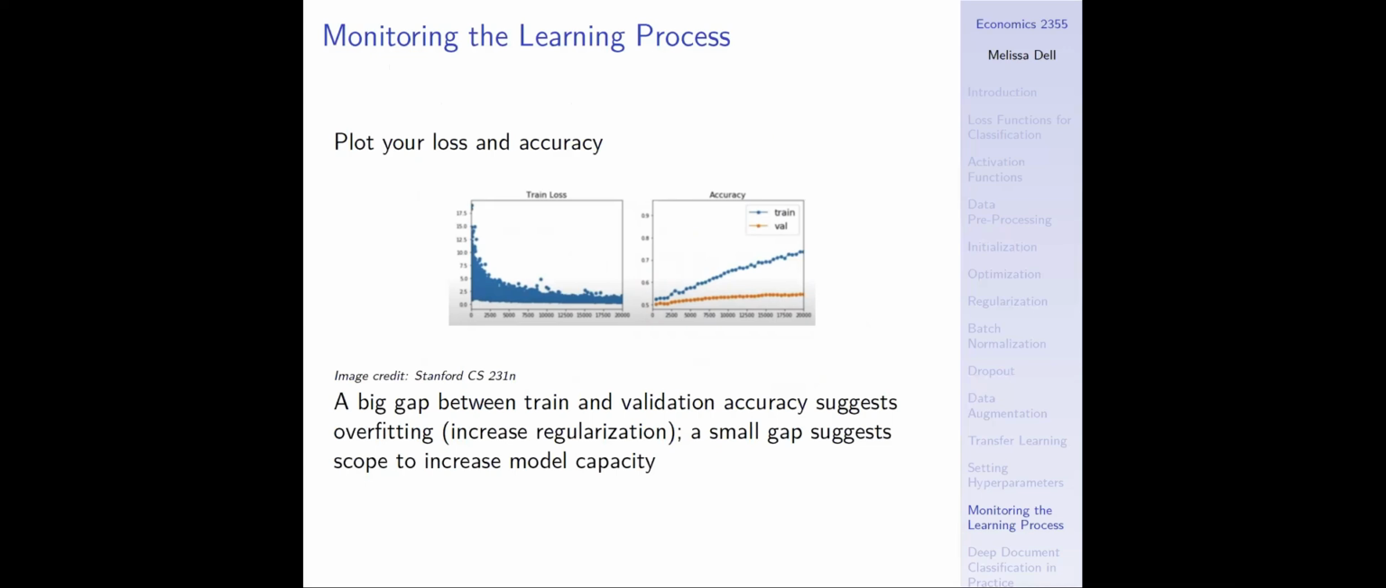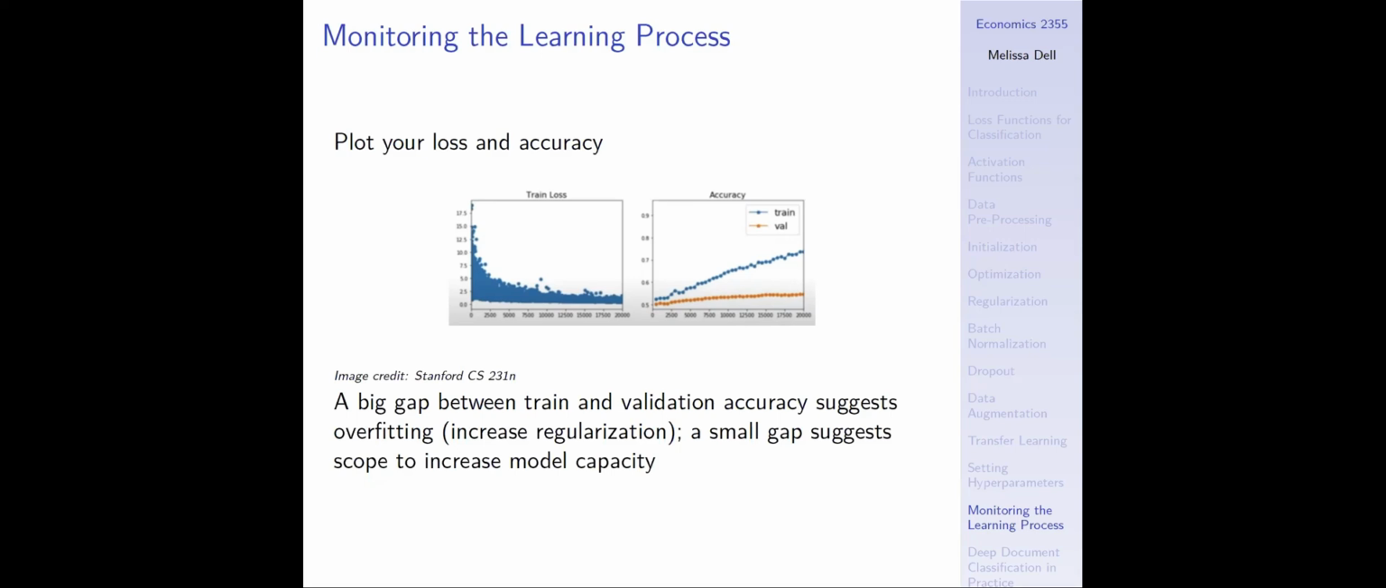You want to monitor your learning process. So how do you do that? You can plot your loss as well as your accuracy. Remember, you have accuracy on your training data and accuracy on your validation set, which is what you're using to validate your hyperparameters. We should expect the loss to be falling over time and the accuracy to go up over time.